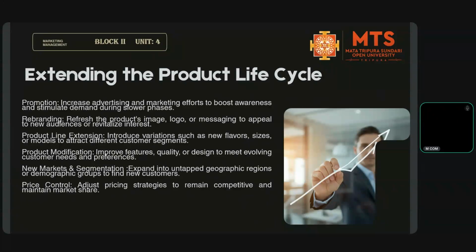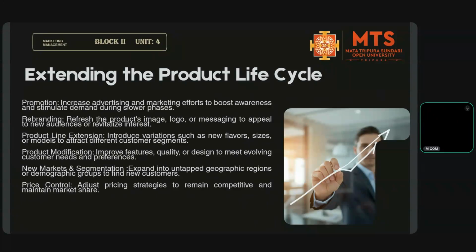Product modification: you can see with the product line extension as well that some new feature is involved in it, quality or design, to meet evolving customer needs and preferences. New markets and segments: like if iPhone starts making phones at 25,000 to 30,000, they will enter a lower priced phone market and untapped geographic regions where they are not accepted or their product is not doing well.